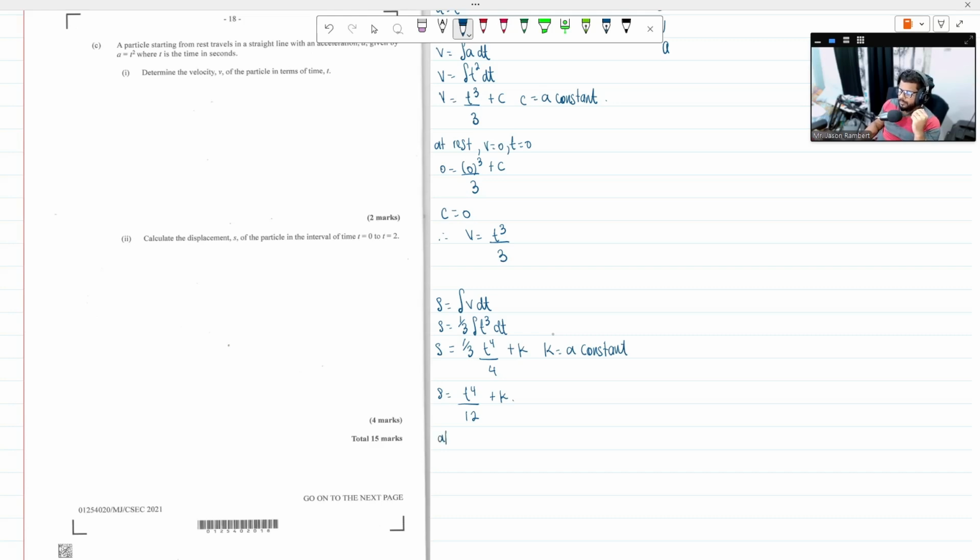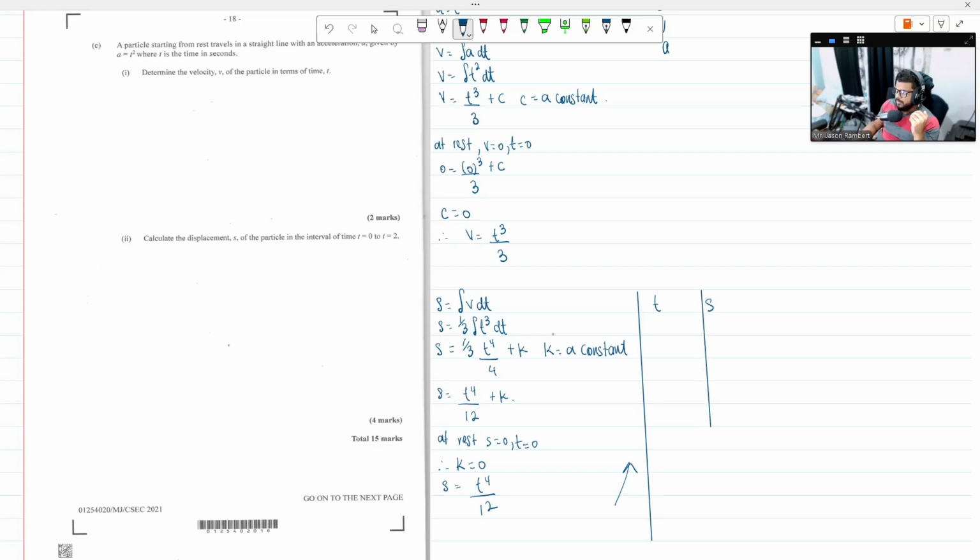We say at rest, s is 0 and t is 0. And you can now put therefore k will also be 0. So s is equal to t to the power 4 over 12. Now, integrating using the limits could have worked, but we had to be sure, because we're not sure if the particle is moving forward and backward. So I'm going to draw my table: t is equal to, and then I have s.